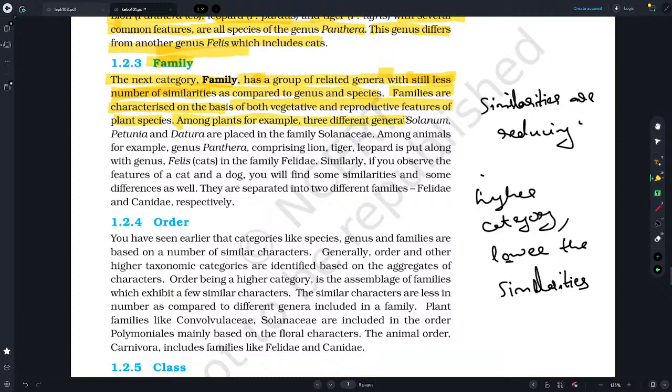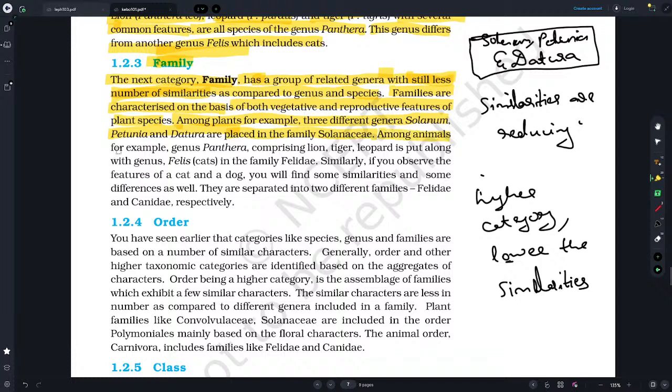Among plants, for example, three different types of genera, Solanum, Petunia, and Datura, are placed in the family Solanaceae. Solanum, Petunia, and Datura are all genera under the Solanaceae family, which you often refer to as the potato family, but it doesn't mean it only includes the potato.